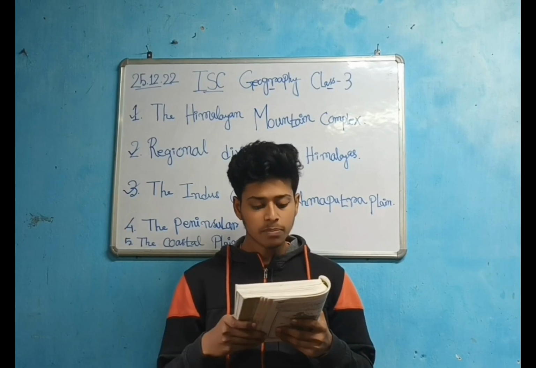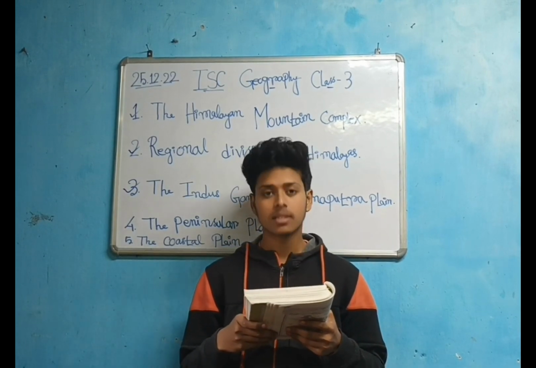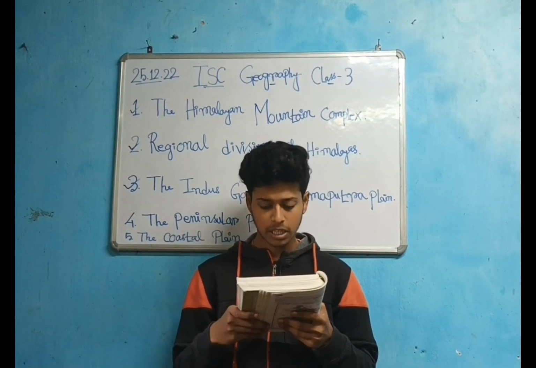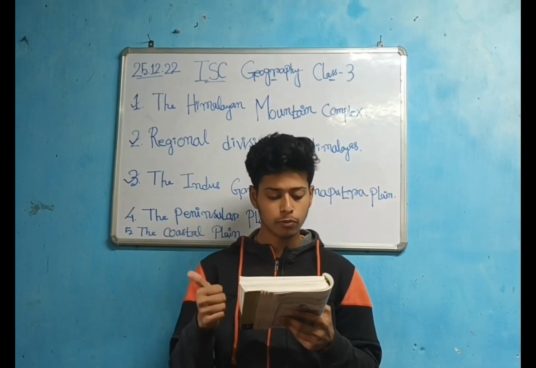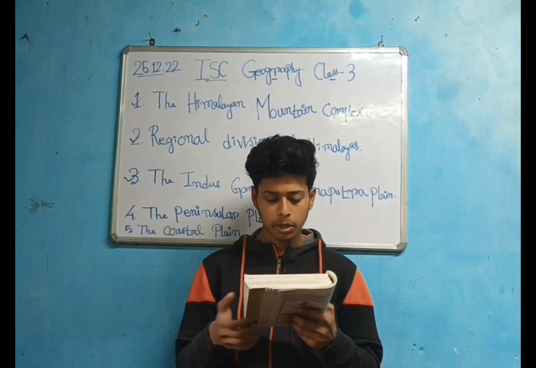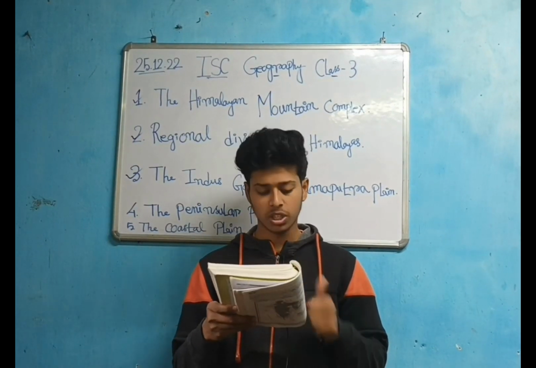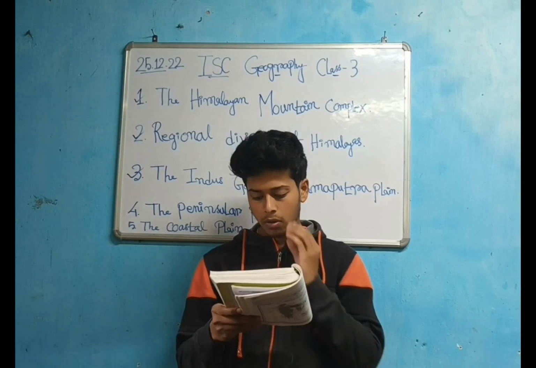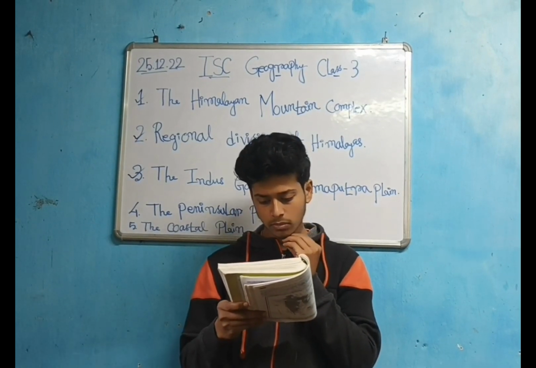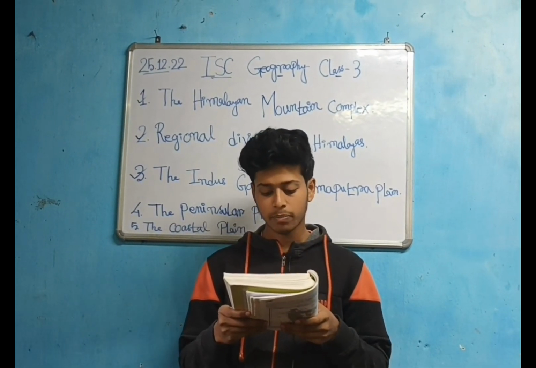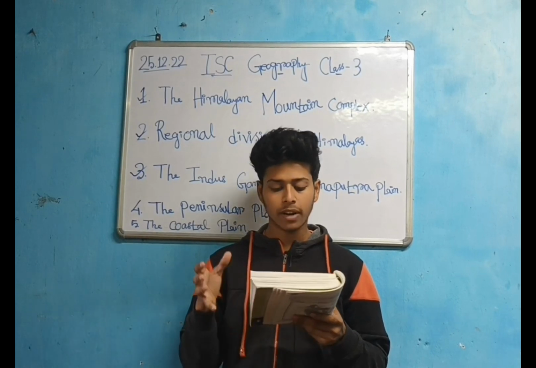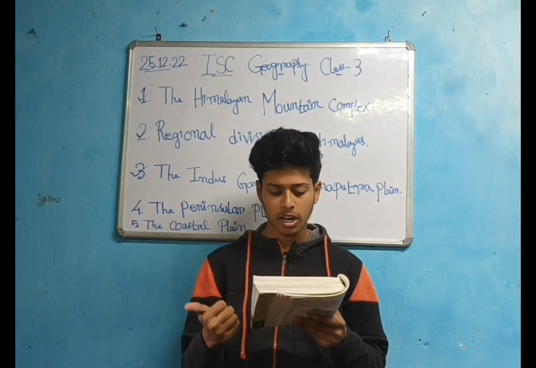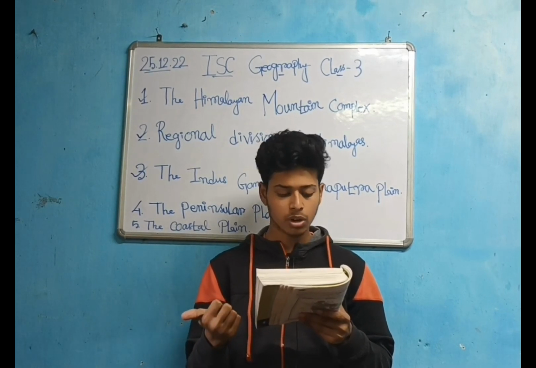From 600 meters to 1000 meters, it rises in the south and slopes down to 500 meters in the north. That is why most of the rivers of the plateau flow from west to east. Why? Because the general slope of the plateau is from west to east. The Narmada and Tapi are the two exceptional rivers flowing from east to west. This plateau has been cut by broad valleys and divided into several smaller plateaus such as the Maharashtra Plateau, Andhra Plateau, Karnataka Plateau, etc.